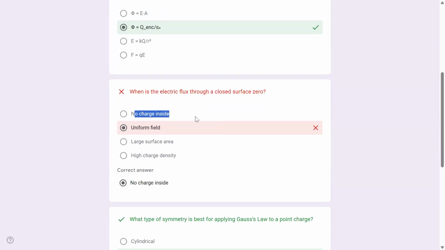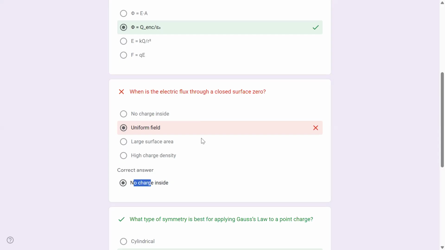For Gauss law, we have to choose a closed surface, and that surface should enclose a charge. Then only can we find the electric flux. Suppose there is no charge inside the closed surface. That means there is no enclosed charge within the surface, then the electric flux is zero. So option A is correct: no charge inside.